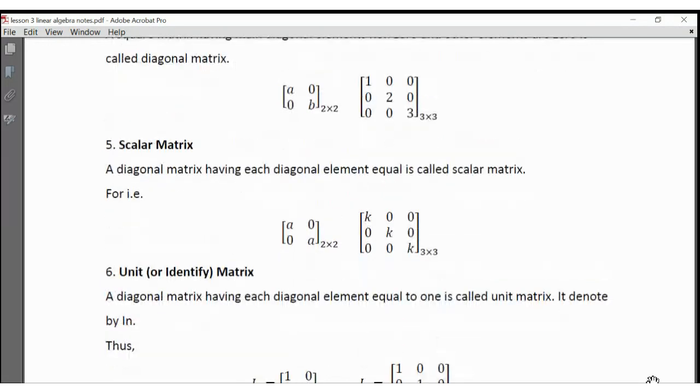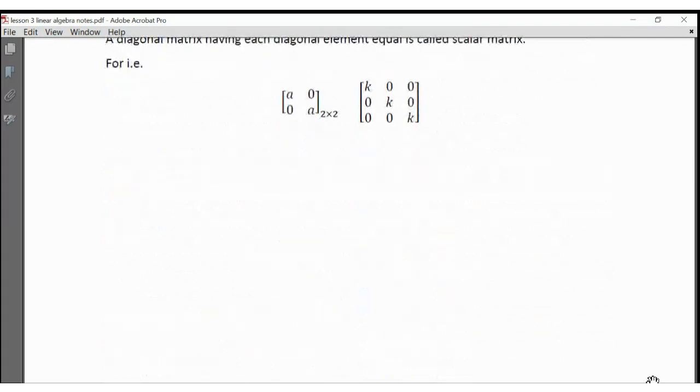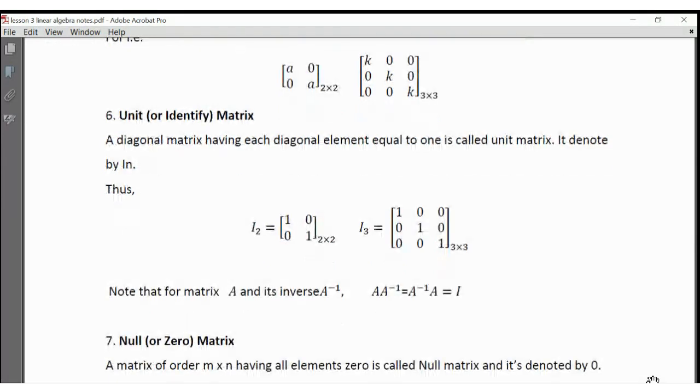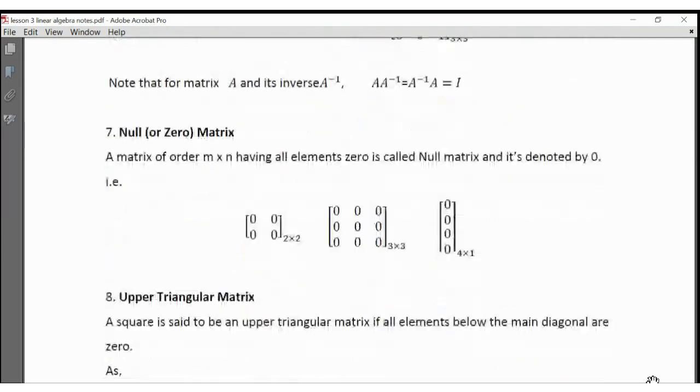When you go to the unit matrix, the unit matrix is a diagonal matrix having the leading diagonal elements be number one, only number one. And for a unit matrix, if you multiply any matrix by its inverse, you'll get the identity matrix. Then we have a null or zero matrix. Basically, all the entries are zero. It can be a column, a row, or a square matrix. It is any matrix whereby all the entries are zero.